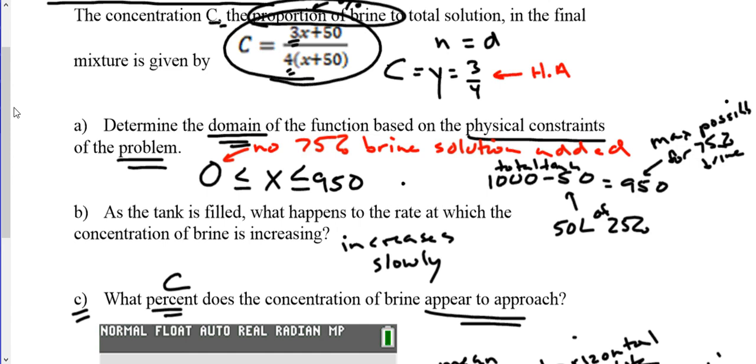Well, here's another example of finding domain using horizontal asymptotes involved with rational functions. So hopefully this helps you out whenever you're given different word problems.